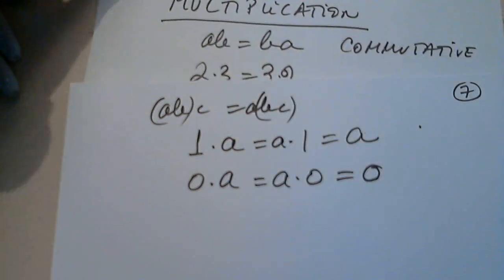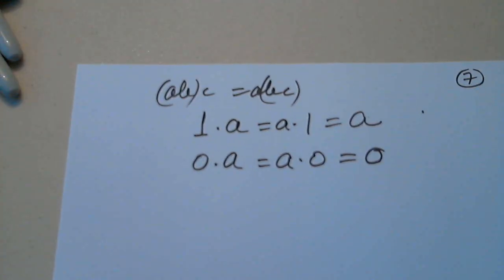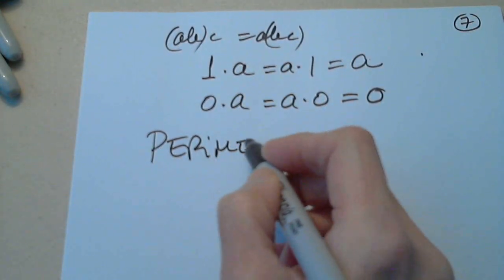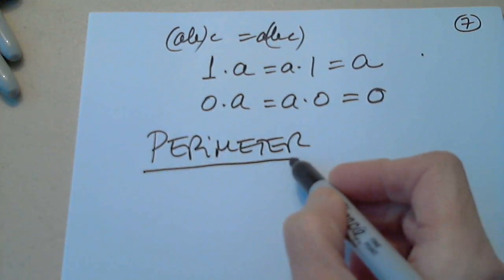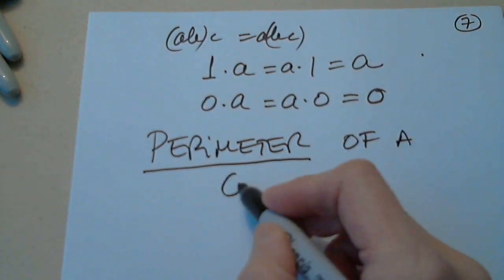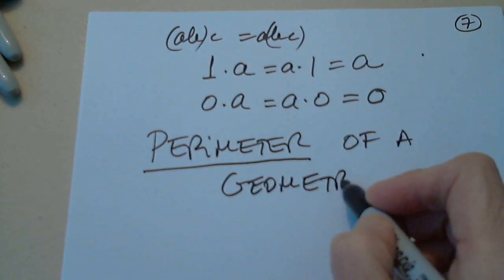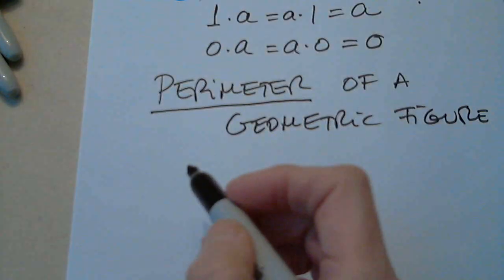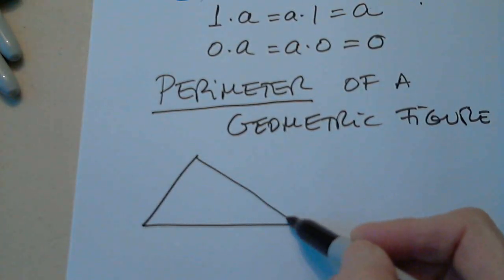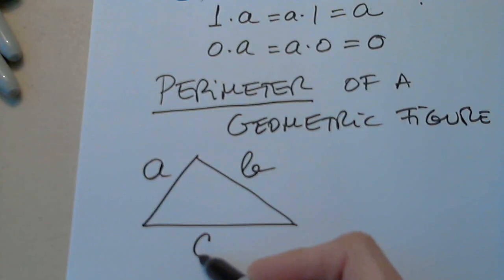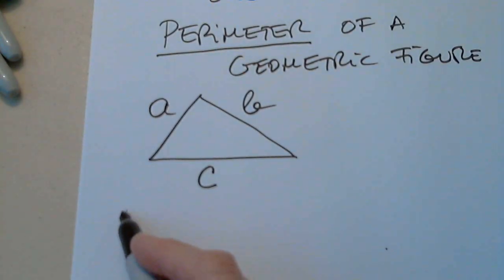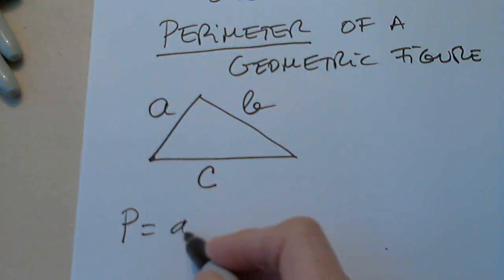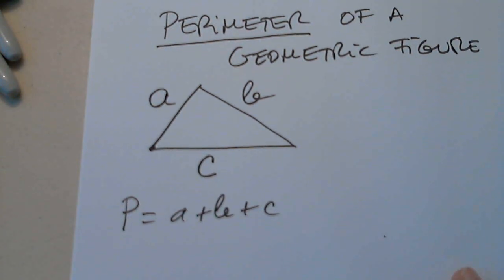Okay. Something called perimeter of a geometric figure. For example, a triangle with sides A, B, and C. The perimeter is the sum. In other words, the distance all around it. A plus B plus C.